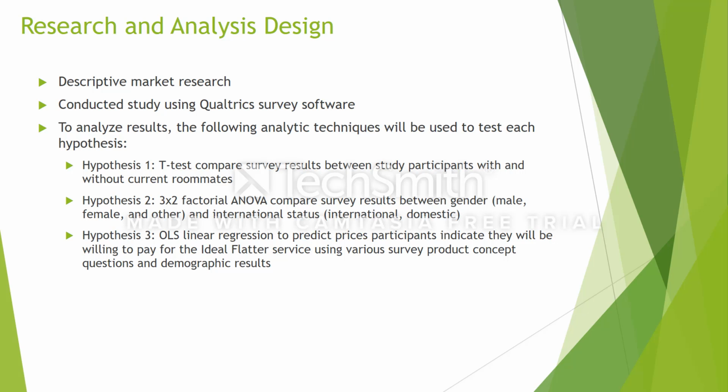For hypothesis 1, a test will compare survey results between study participants with and without current roommates. The second hypothesis is that a 3 by 2 factorial ANOVA will compare survey results between gender, either male, female, or other, and international students, either international or domestic. Then we have hypothesis number 3. OLS linear regression will be used to predict the price participants indicate they will be willing to pay for the Ideal Flatter service using various survey product concept questions and demographic results.